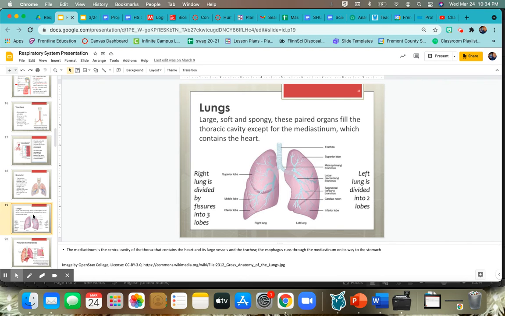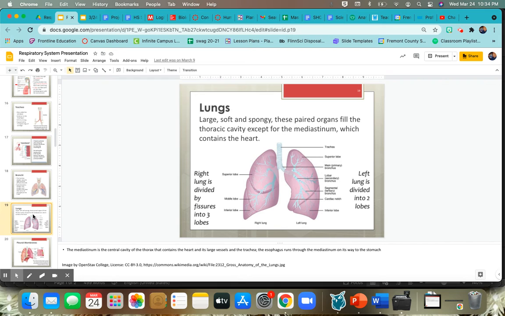Speaking of the lungs, the lungs themselves are spongy and soft, and they're big. I don't know if you've ever seen lungs, but they're large, and very soft, spongy, and squishy. Basically, your entire thoracic cavity, except for the mediastinum, that little area where your heart is, is filled with your lungs. And each lung has lobes.